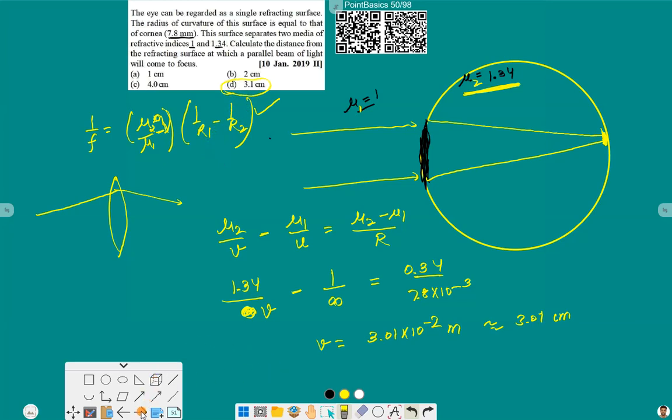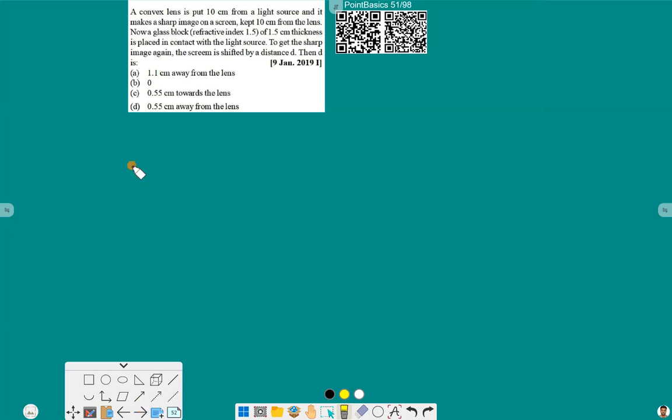Now let us move ahead. A convex lens is put 10 centimeter from a light source and it makes a sharp image on a screen kept 10 centimeter from the lens. Now a glass block of refractive index 1.5 and 1.5 centimeter thickness is placed in contact with the light source. To get the sharp image again, the screen is shifted by a distance d. Then d is? So we have to find out how much distance it has to be shifted. So here we have to use the concept of apparent depth.